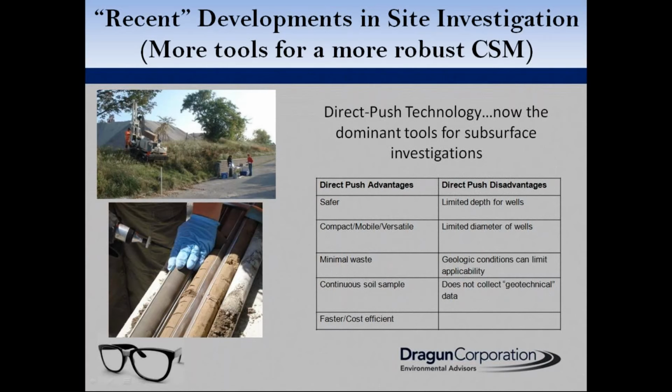Some of the disadvantages with the direct push technology are limitations on the depths of the wells and limited diameter of wells. We certainly can't go in and install large diameter extraction wells or purge wells for groundwater remediation systems using this technology. And some geological conditions do present a problem. If we run into very coarse-grained granitic boulders, for example, we can't advance tools. And we don't collect the geotechnical data that we would have collected in the past using the older technology, and that's not always necessarily needed when we're doing our environmental investigations.